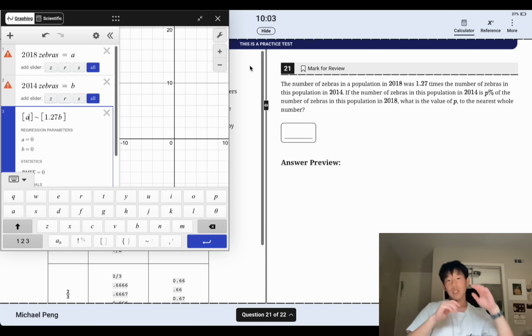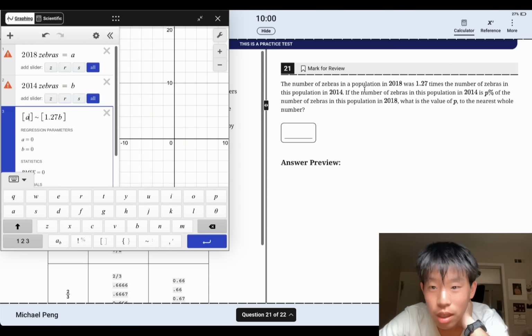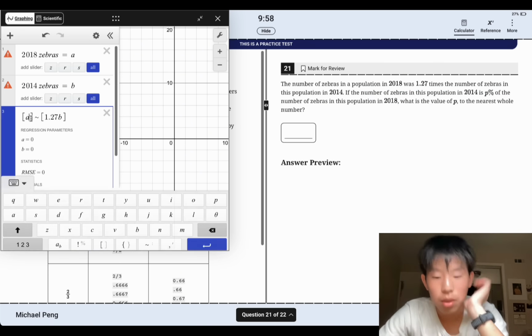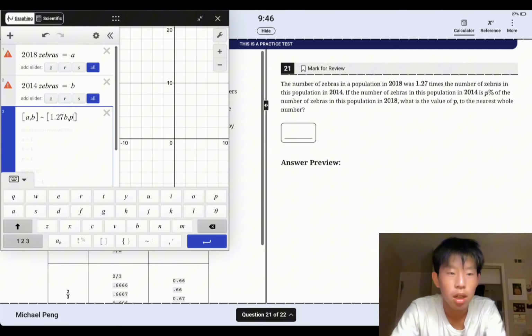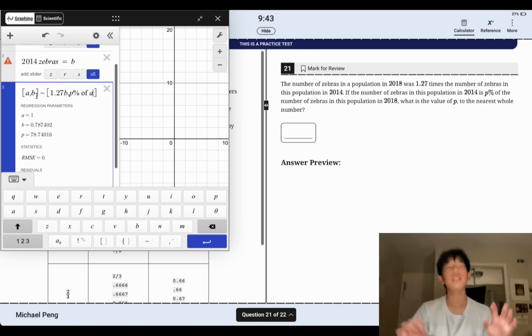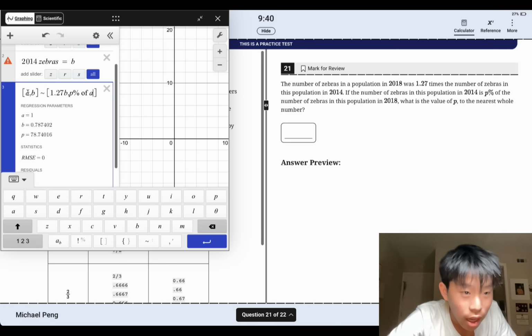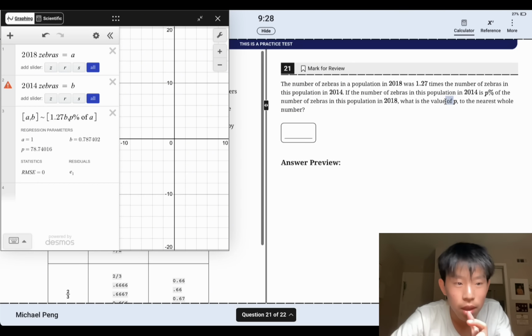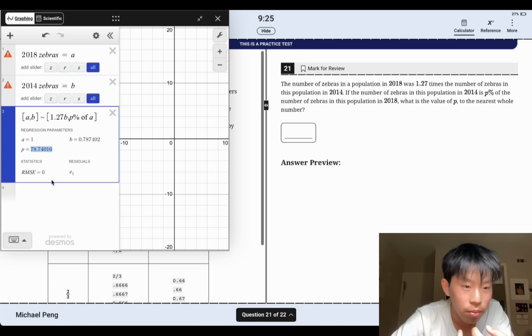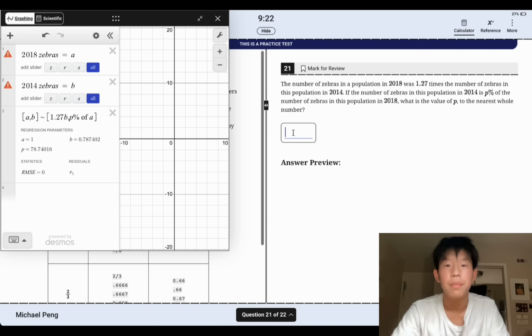What's the other? I said system, so there has to be more than one equation. So what's the other equation? It's going to be B is P% of the number of zebras in 2018. So we're going to do B is equal to P% of A. So what exactly did I do here? I said A is equal to 1.27B, and I said B is equal to P% of A. And how does it know that? Because I added the commas, okay? Never forget the commas. So now it's asking for the value of P. As you can see, P is 78.7, and it's asking for it to the whole number, so it's 79. Okay? That's our answer.